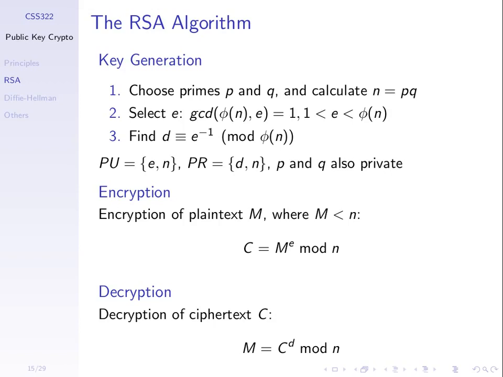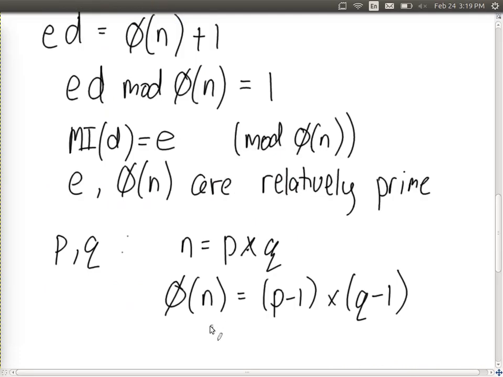And for example, it's easy to calculate the totient of n if you have p and q. But it's hard to calculate the totient of n if you don't have p and q. You need to just go from the actual value. That's an example.